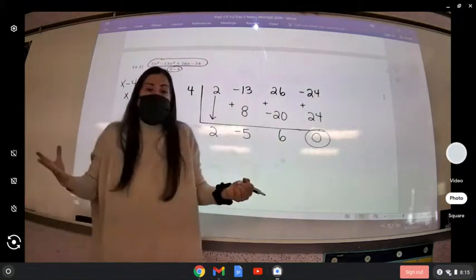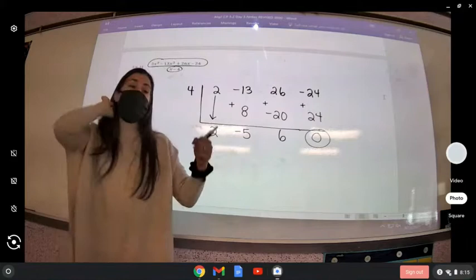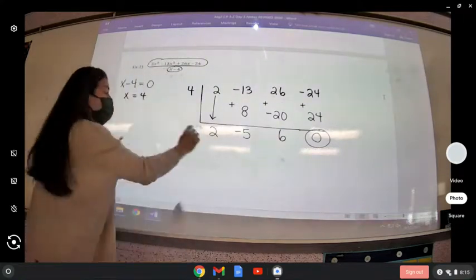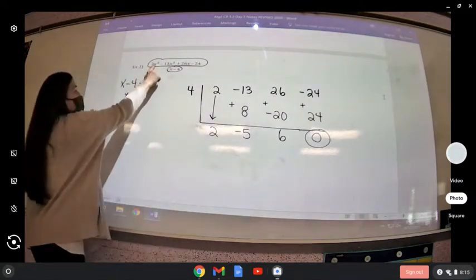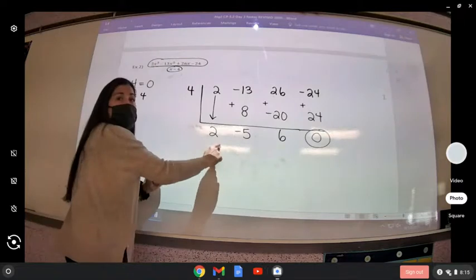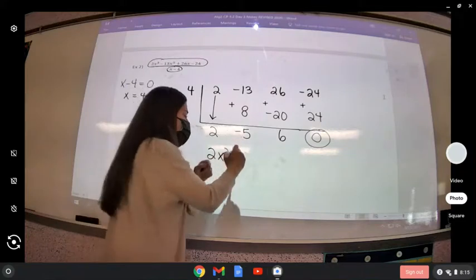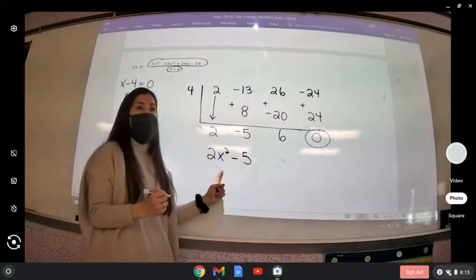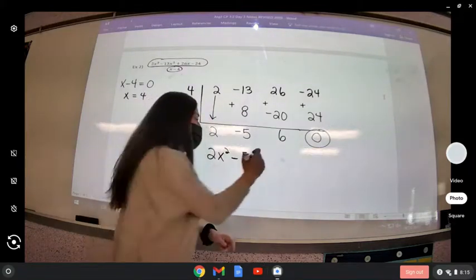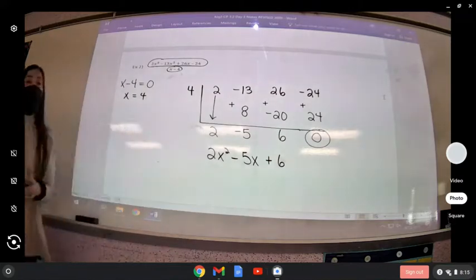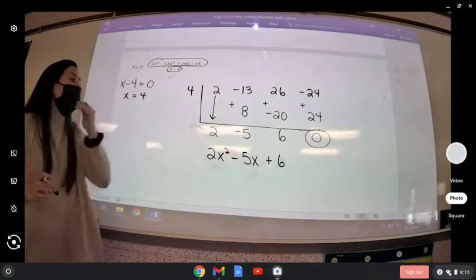Okay, so what's the answer? These are your new coefficients to your answer polynomial. You just got to put the variables back in. And the variables always start 1 degree less than the original. So since this is an x to the third, this one's going to start with an x squared. So that's going to be a 2x squared. That's going to be a minus 5. What should come after an x squared? A just x. And then what should come after a just x? A just number. And there is your answer polynomial. And it's the exact same answer that we got yesterday using long division.